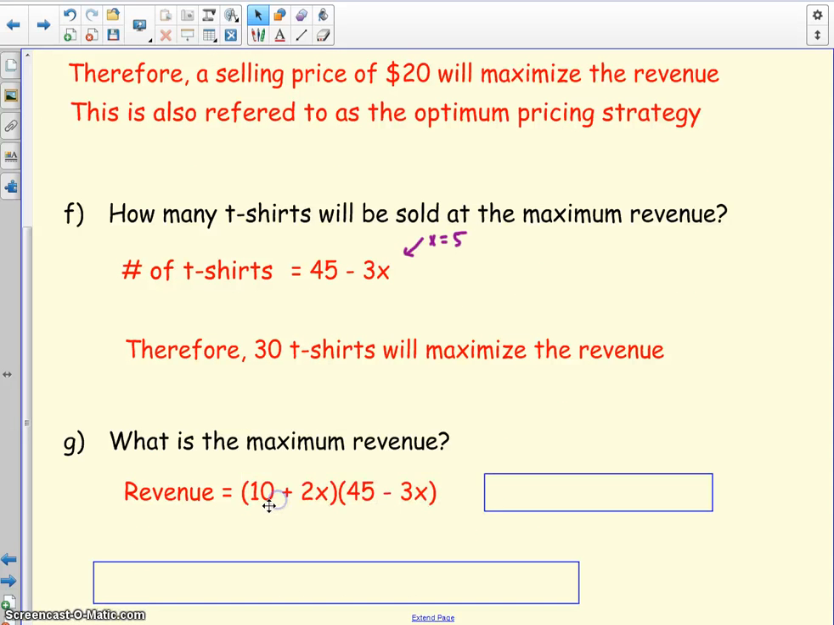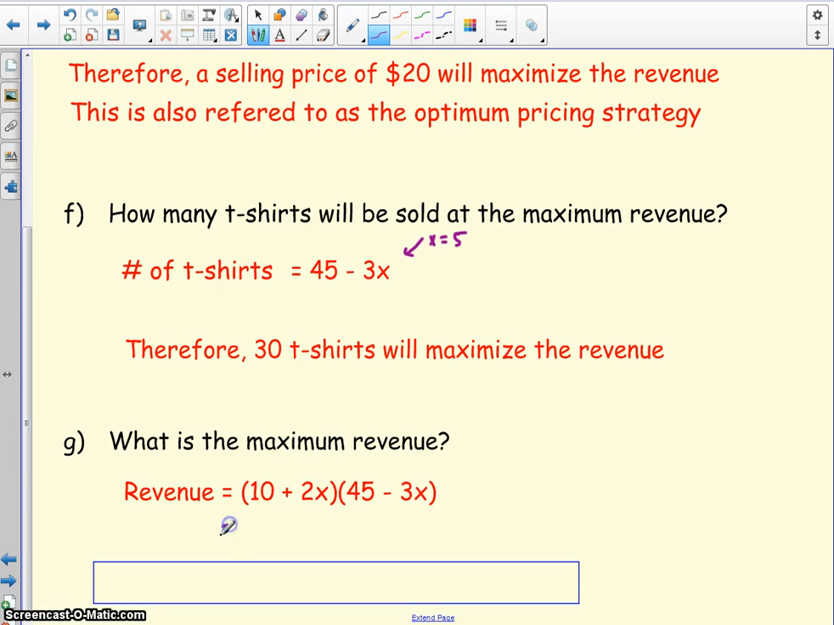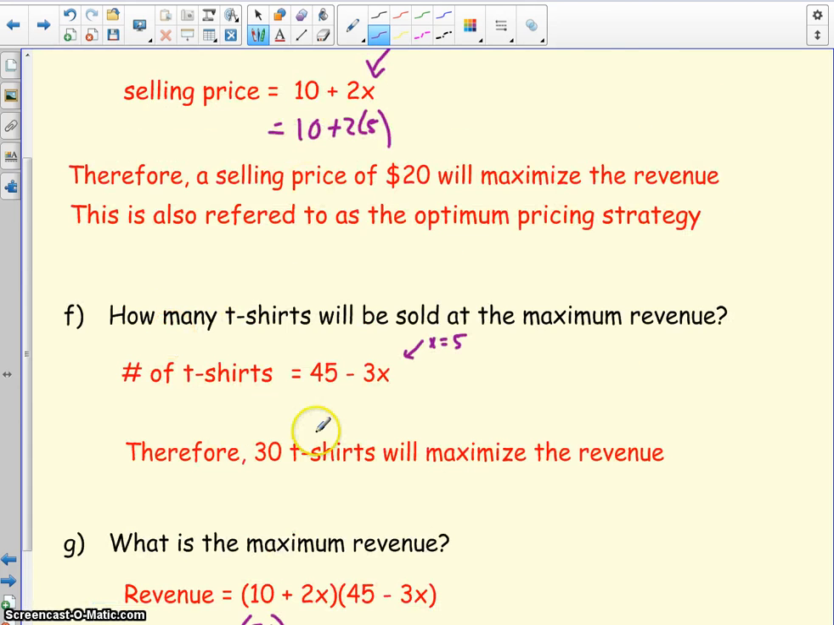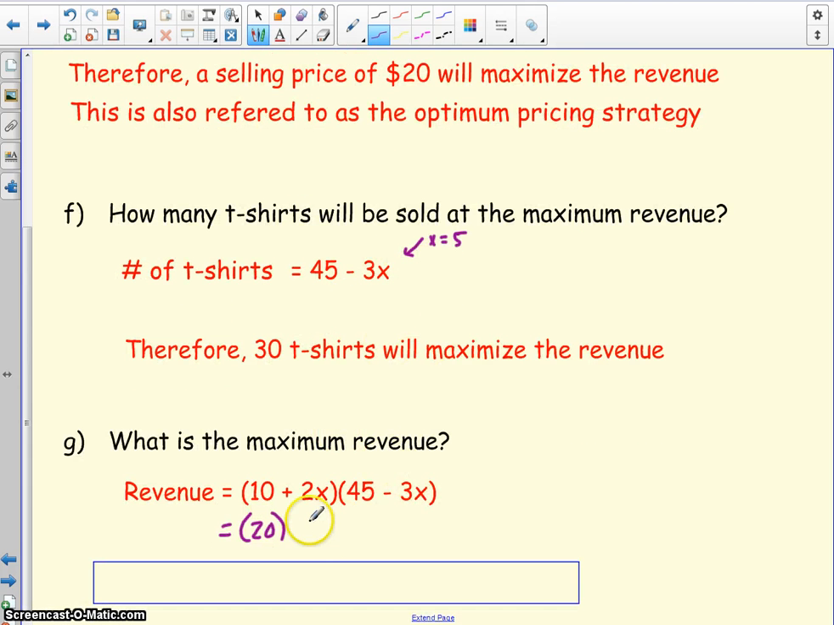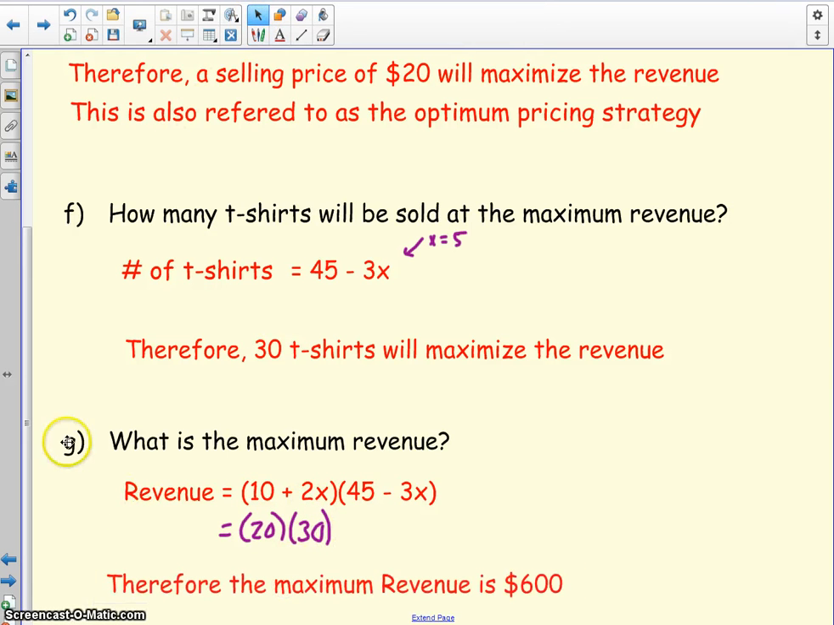Her revenue is price times number sold. Looking at our equation here, we put x equals 5 into this bracket and got $20, which was in part E. We put the 5 into here and got 30 shirts. So 30 times 20 should give us a revenue of $600. Okay, so all told, from that t-shirt, the maximum revenue she can make is $600.